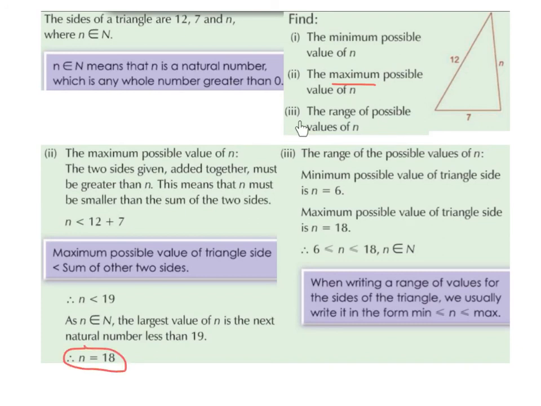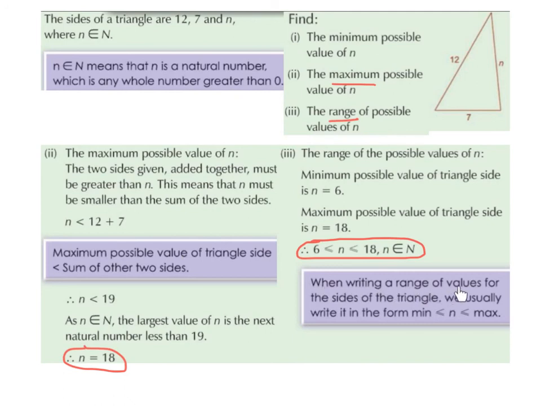Part 3, find the range of possible values of n. The minimum possible value of triangle side n is 6, and the maximum possible value of triangle side n is 18. So therefore the range is n greater than or equal to 6 and less than or equal to 18, where n is an element of the natural number set. So n could be 6, 7, 8, 9, 10, 11, 12, 13, 14, 15, 16, 17, or 18.